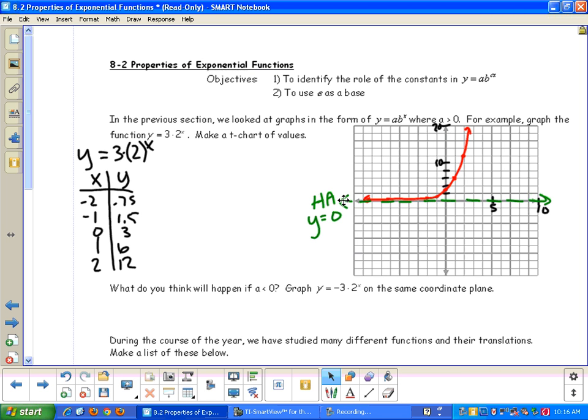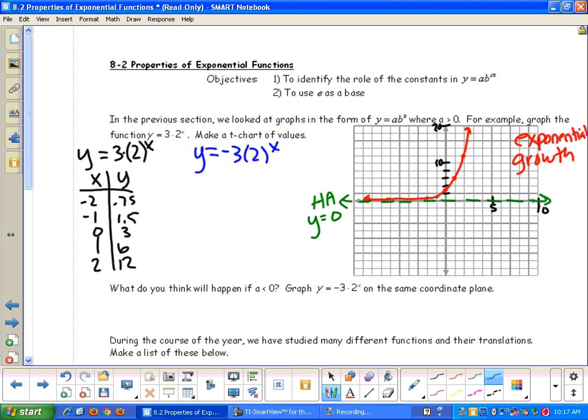So that's our graph, and remember we talked about this before, this is exponential growth, because as you go from left to right in your graph, notice your y values are increasing in value. Since they're increasing in value, that's how we know it's growth. The next question says, what do you think will happen if a is less than 0? So let's graph y equals -3 times 2 to the x on the same coordinate plane.